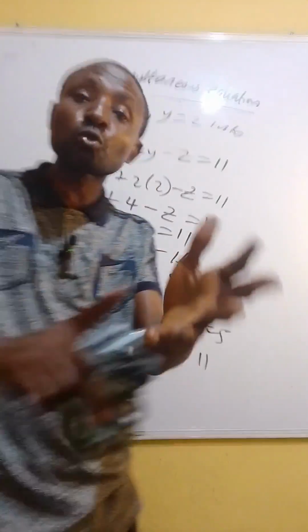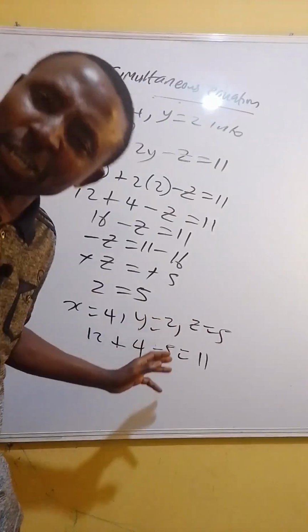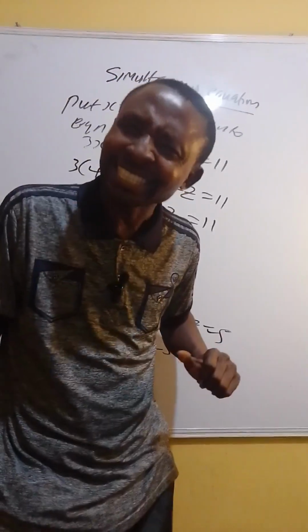So I've given you 2 unknowns and 3 unknowns, all by the elimination method.